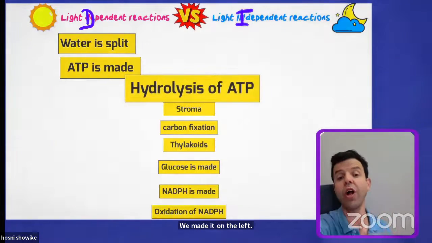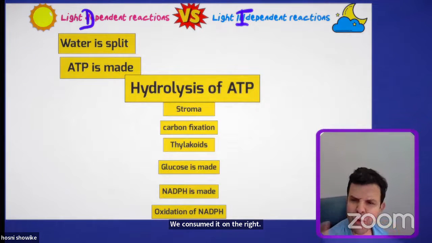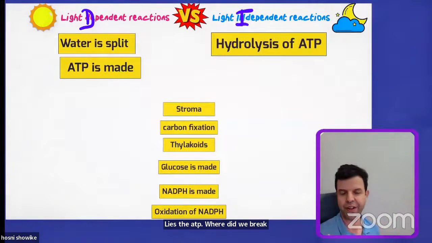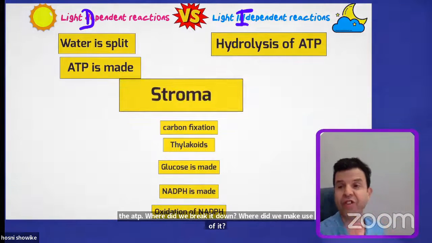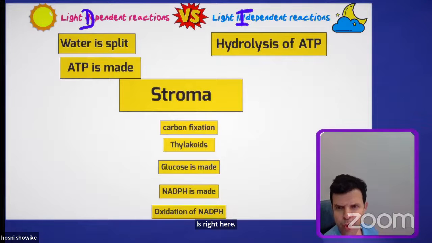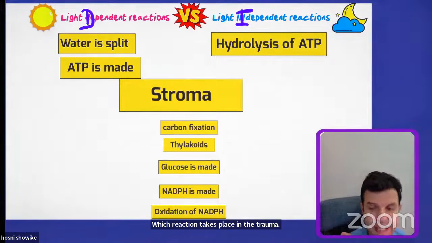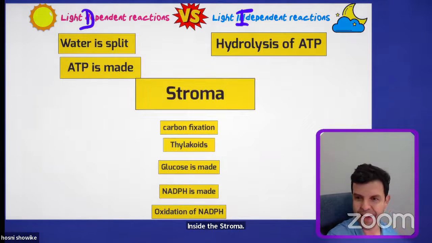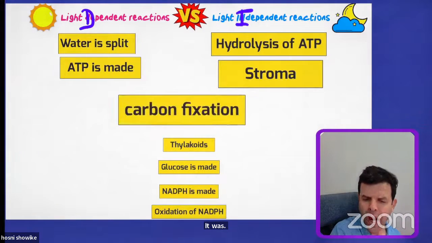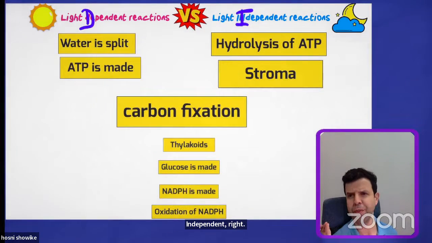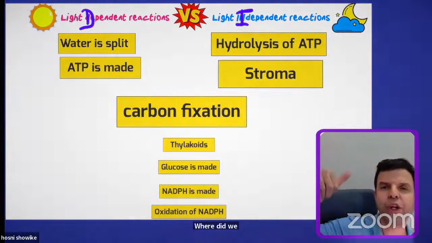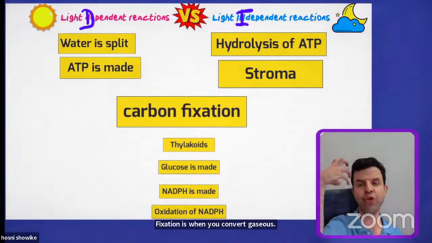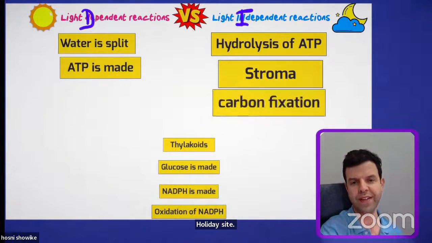Where did we hydrolyze the ATP? Where did we break it down? Where did we make use of it? It's right here. Which reaction takes place in the stroma? It was independent, right? Where did we convert? What does fixation mean? Fixation is when you convert gaseous carbon dioxide into solid glucose. So that is here, right?